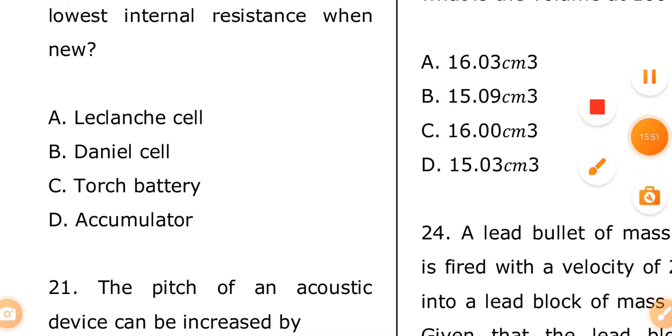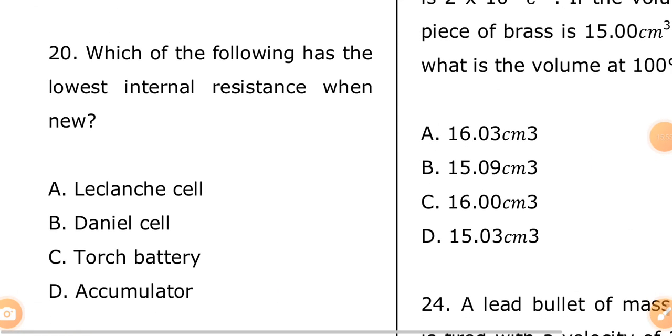Question number 20. Which of the following has the lowest internal resistance when new? If you have studied the topic on cell, not biology cell but physics cell, which of the following has the lowest internal resistance when new? A, Leclanche cell. B, Daniell cell. C, torch battery. D, accumulator. In the next video, we will continue from question number 20.